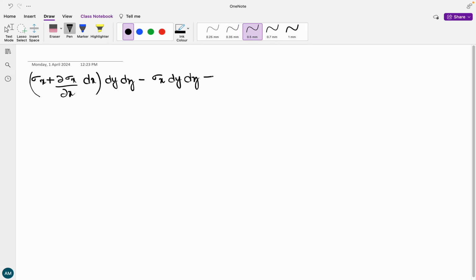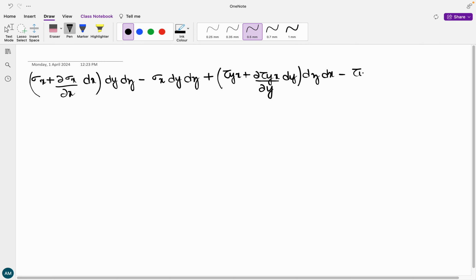Next, let us write tau yx dash. So it is tau yx plus dou tau yx by dou y into dy, into, we have y, dy written, the other two components are dx and dz, minus, this is positive, I'm going to write just tau yx. What are the two components written? dz and dx. So write dz and dx, plus the last one is tau zx dash.